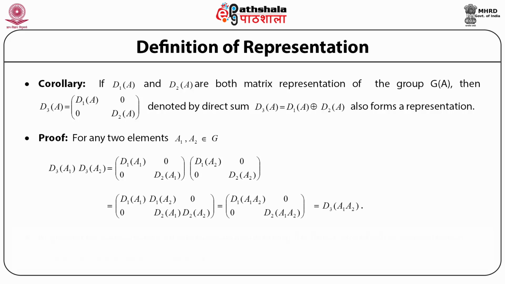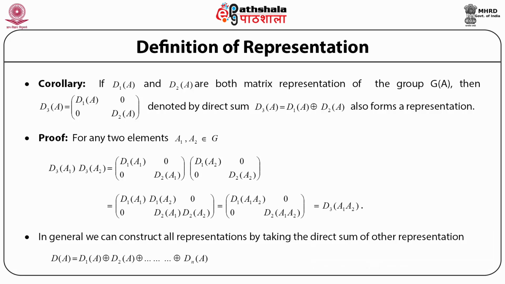So we have shown that the direct sum of representations is also a representation. In general, we can construct all representations by taking the direct sum of other representations. That is, if D1, D2, D3, ..., Dn, etc. are the matrix representations of the group, then the matrix DA formed by taking the direct sum of all these matrices is also a representation.